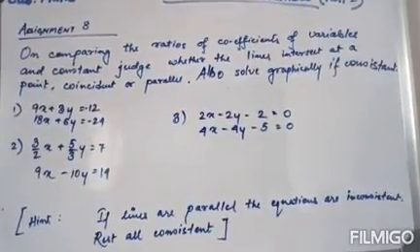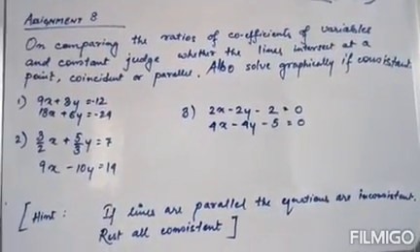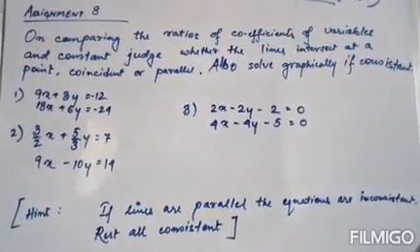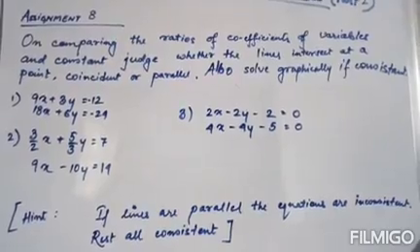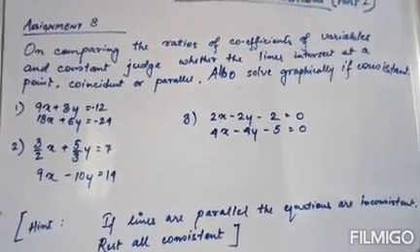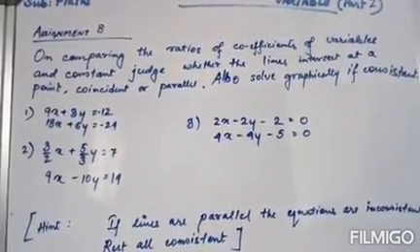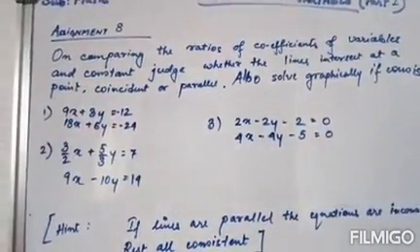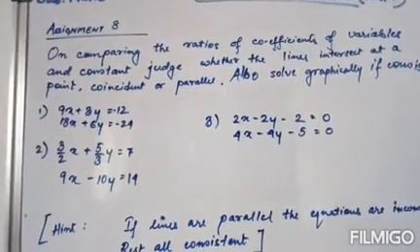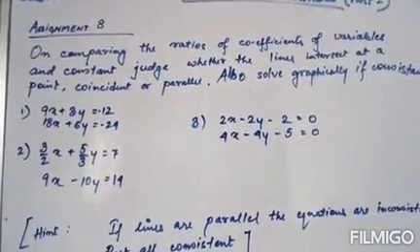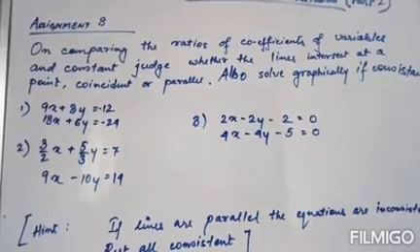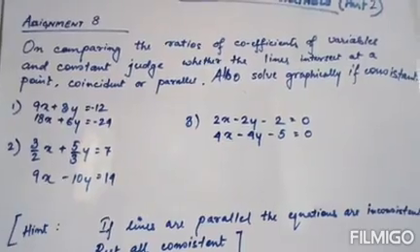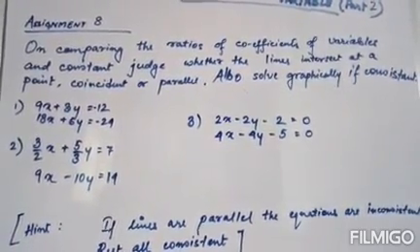So this is your assignment 8, where I have given only one set of questions, 3 questions actually, but the thing you have to do is only one thing: compare the ratios of coefficients of variables and constants and judge whether the lines formed by these equations will be intersecting at a point, or will be coincident, or will be parallel. Okay, and also solve them graphically if they are consistent.